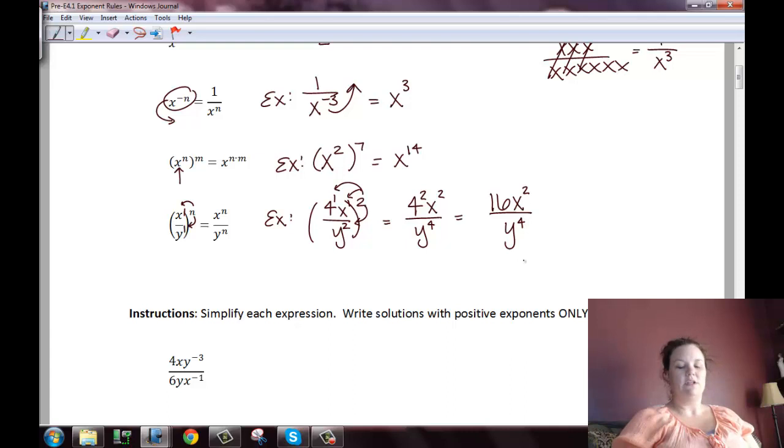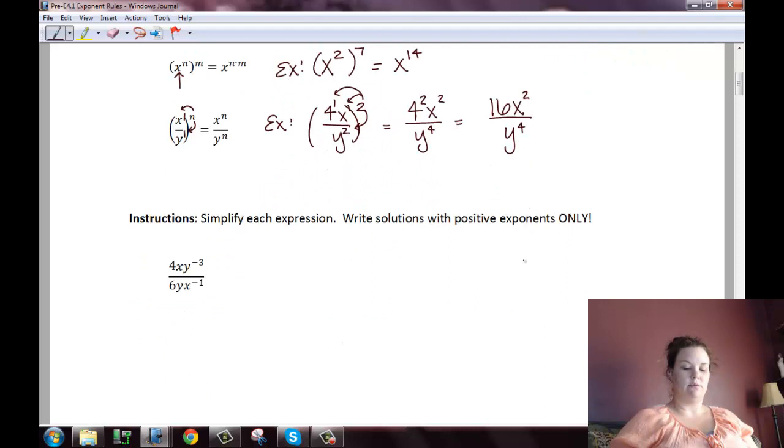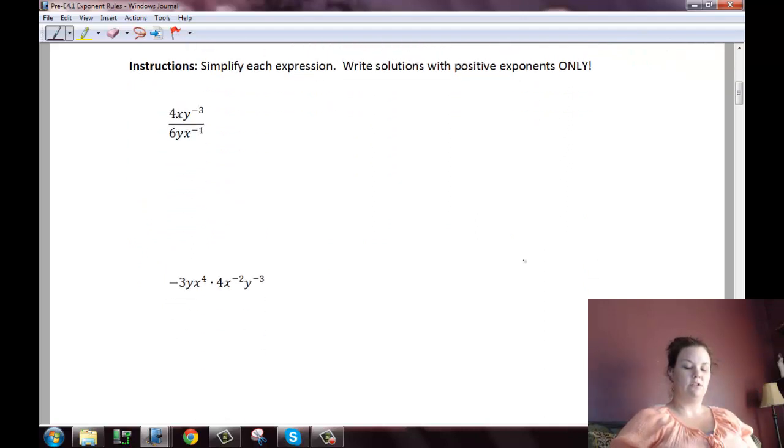Okay. So now that we know our rules, we know when to add the exponents, when to multiply the exponents, and how to get rid of negative exponents, now we're going to put them all together and look at some examples. Okay. So notice in our instructions it says to write with positive exponents only. It's very important in my math lab. It won't let you enter negative exponents.